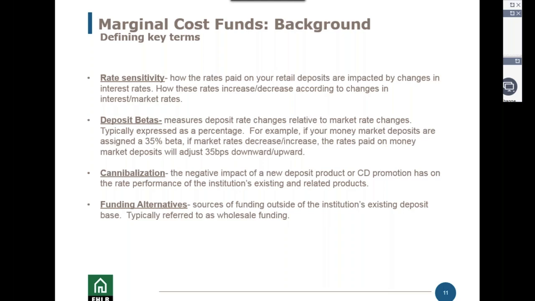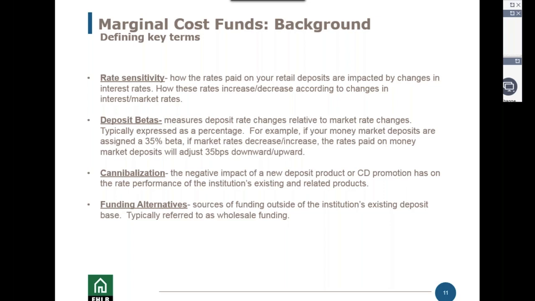The deposit betas, they measure deposit rate changes, and they're typically expressed as a percentage. So if your money market deposits are assigned a 35% beta, that means that if market rates either decrease or increase, the rates paid on these will adjust 35 basis points downward or upward, depending upon which way market rates move. We talked about cannibalization a couple of slides back.